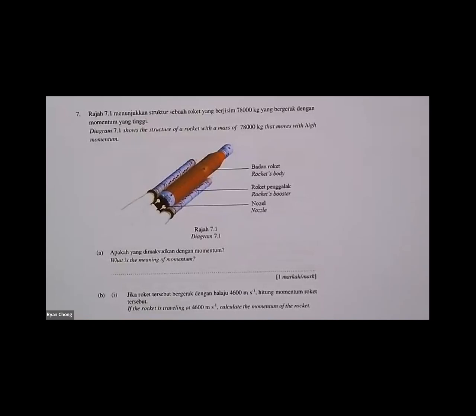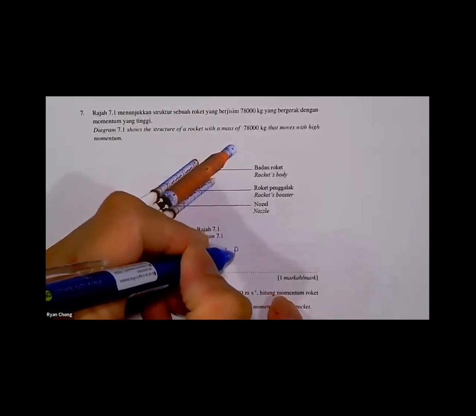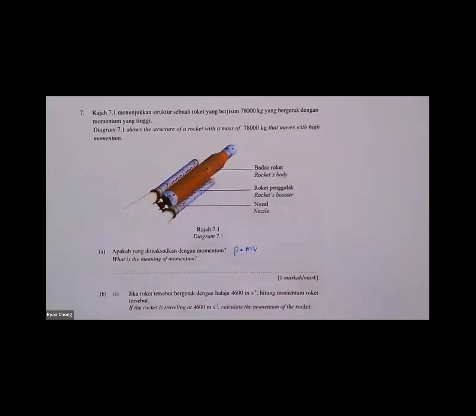Will use the answer given and so on. So some student will ask, can I use formula? For example, like this question. Momentum. In your mind, you know that is P equal to mv. So, all right, for SPM level, we cannot write formula. Cannot, no way. You cannot write formula and then say, oh, P is momentum, M is mass, V is velocity. Cannot, right?